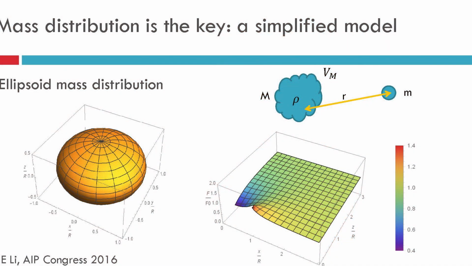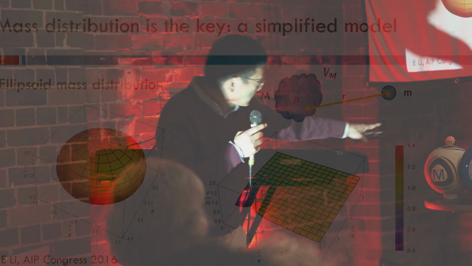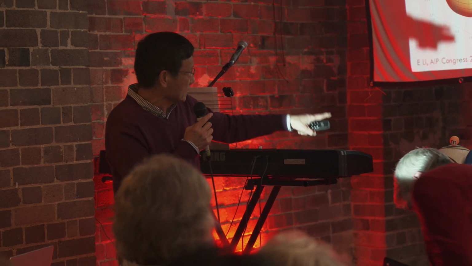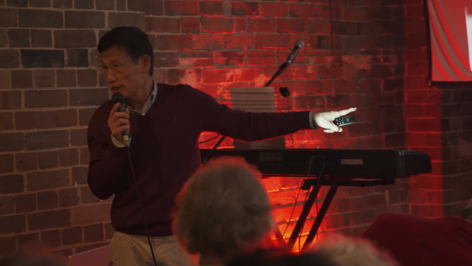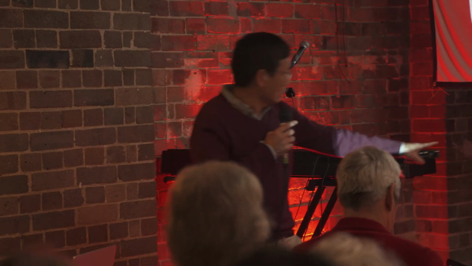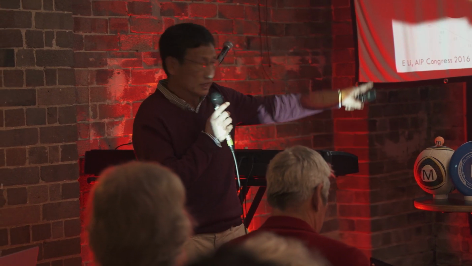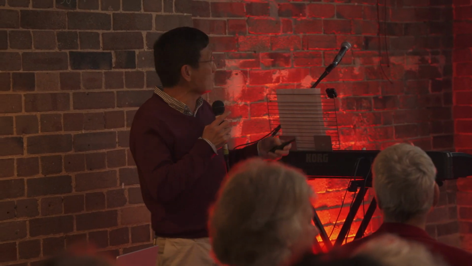Here's some result. The answer is that this case is stronger. So with the same total mass, when you have a different mass distribution, you're going to have a completely different gravitational force. For example, if we compress this sphere to a disk, you have a few times larger gravitational force. So what's the impact of this?